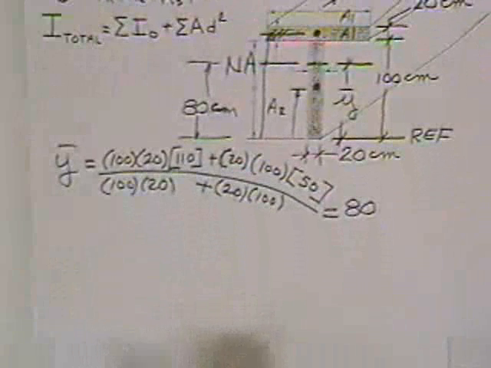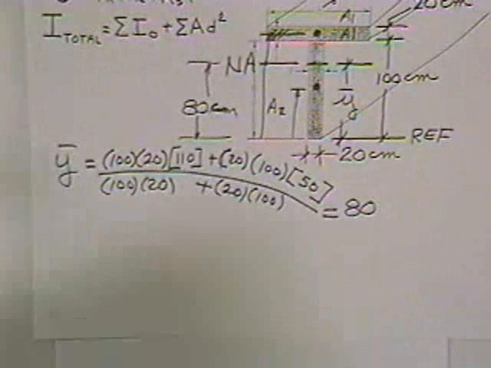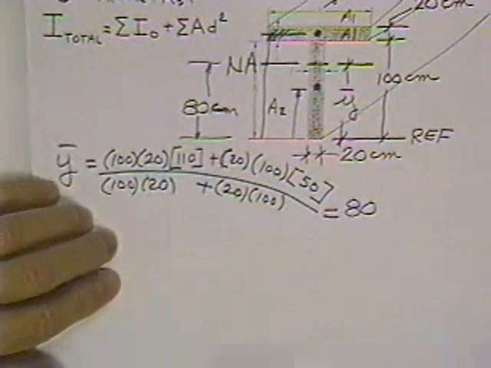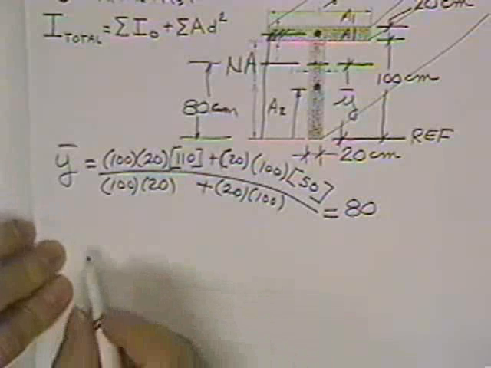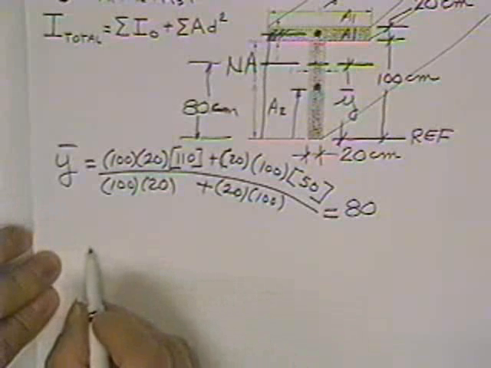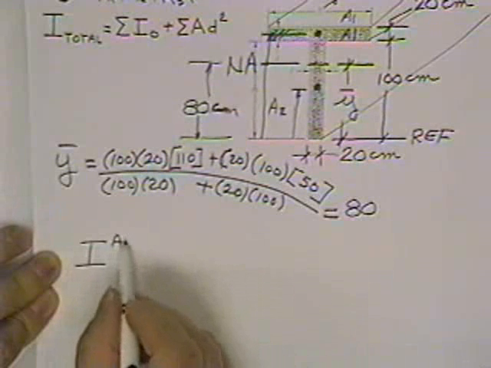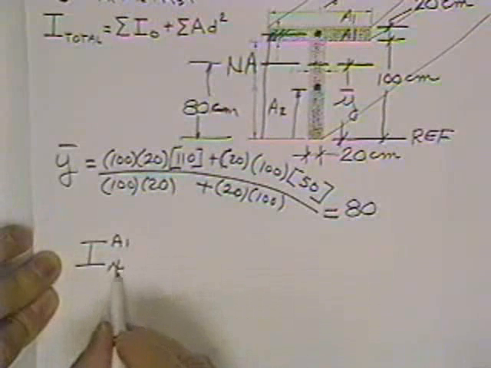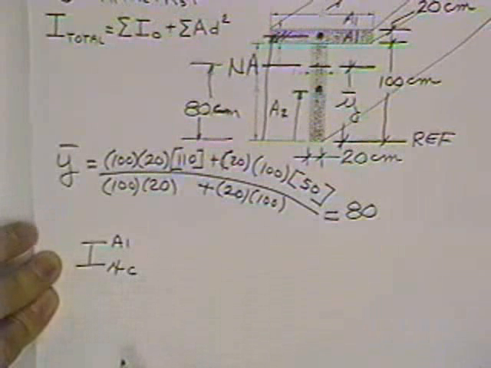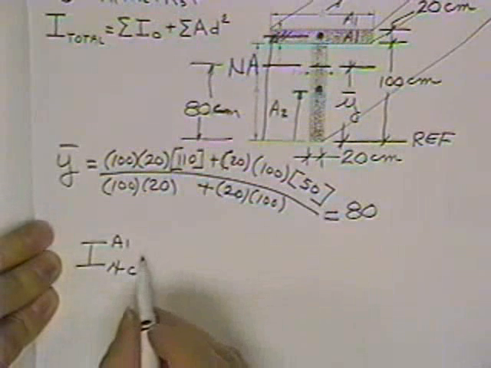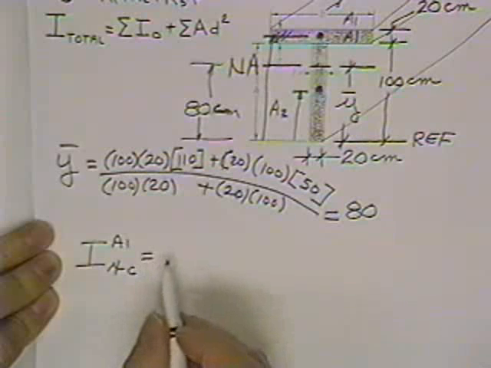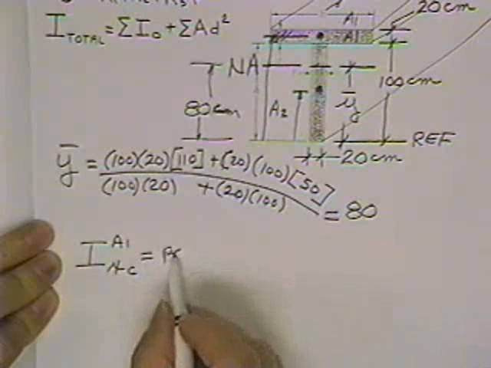So this particular piece has several moments of inertia. First, there is a moment of inertia due to area 1 about area 1's own personal centroid. That's listed on page 25.